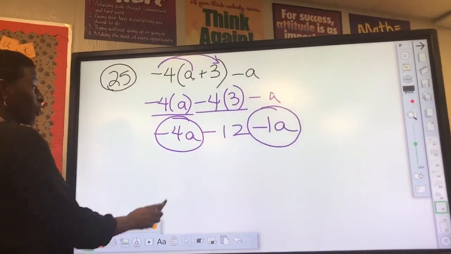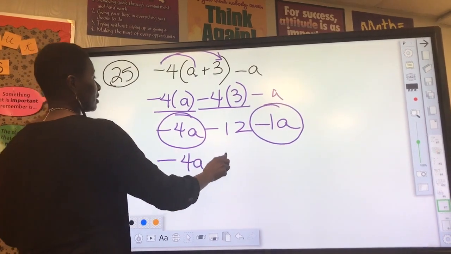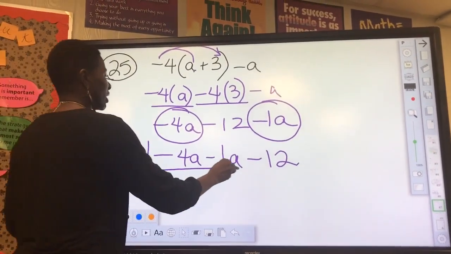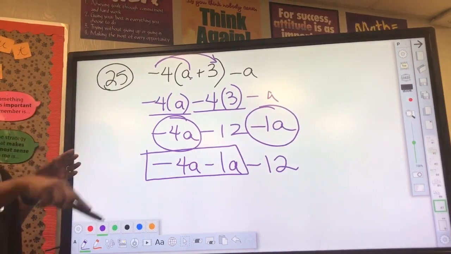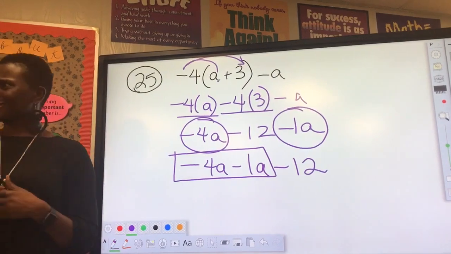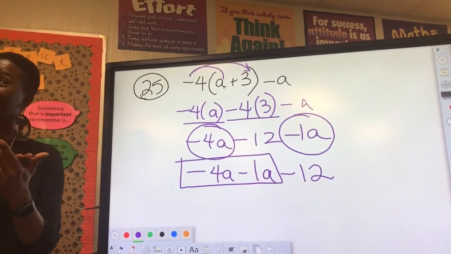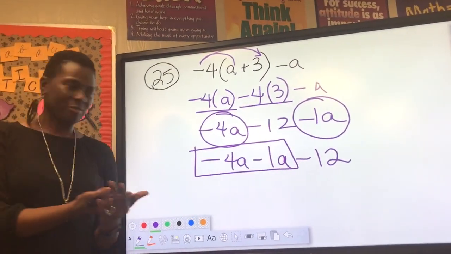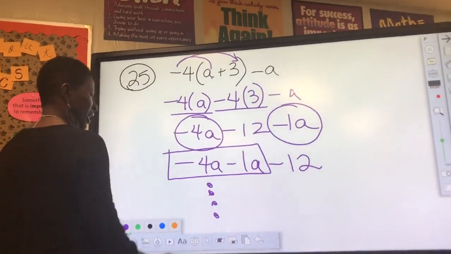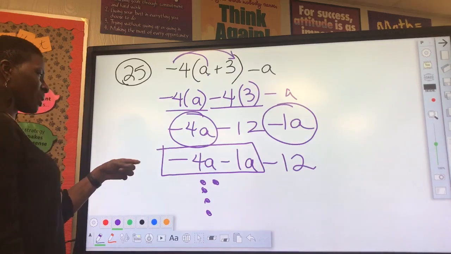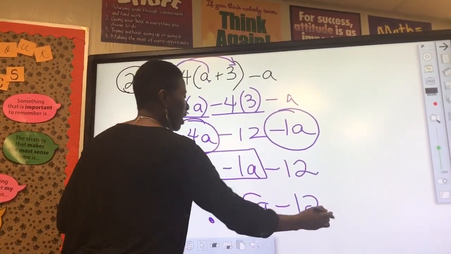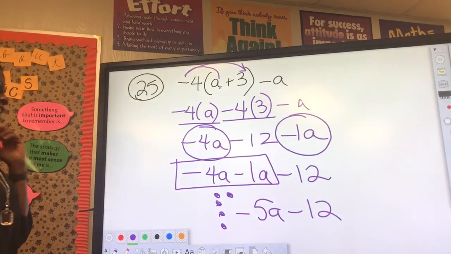So I'm going to use the commutative property to put them side by side. And now if I got a -4 and a -1, 4 negatives, 1 more negative, what am I going to end up with? Negative 3? 4 negatives and 1 more negative? Negative 5. 1, 2, 3, 4 negatives, 1 more negative. It's going to be -5A minus 12.